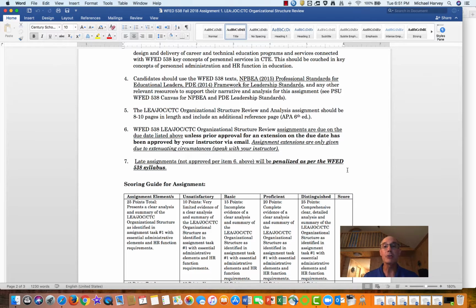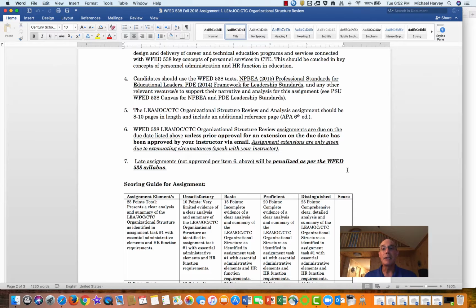This is a structural review and an analysis, and the paper should be anywhere between 8 and 10 pages in length, with an additional reference page as needed, and also following the APA format. This is a structured review, and it is the due date that is listed unless you work with me prior to the due date and ask for an extension.